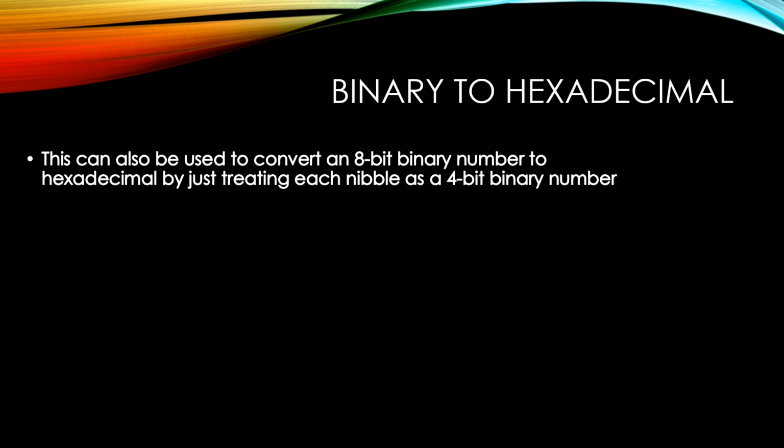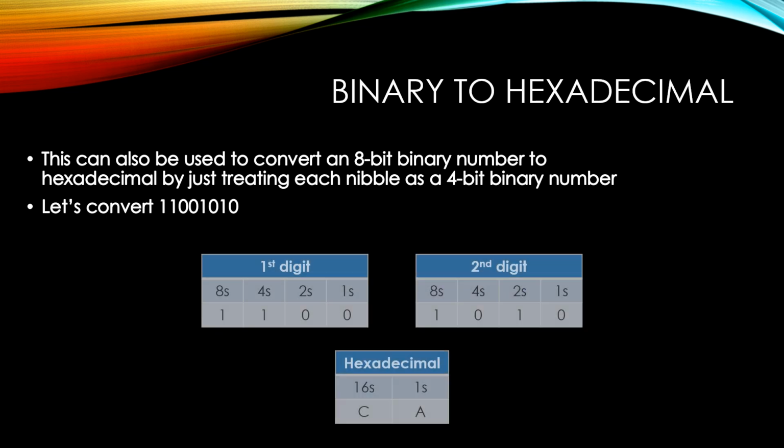This same knowledge also lets us easily convert from binary to hexadecimal. An 8-bit binary number can be split in half, treating each nibble as a 4-bit binary number. Then that can be converted, if it is 10 or over, to its hexadecimal equivalent. If we look at converting 11001010, you can see the first nibble, 1100, is 12. 12 in hexadecimal is C. So our first hex digit is C. Our second nibble is 1010. That's 10. 10 is the equivalent of A in hexadecimal. So you can see that we can convert 11001010 to CA in hexadecimal.